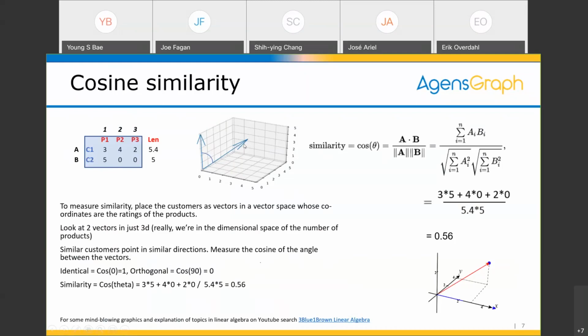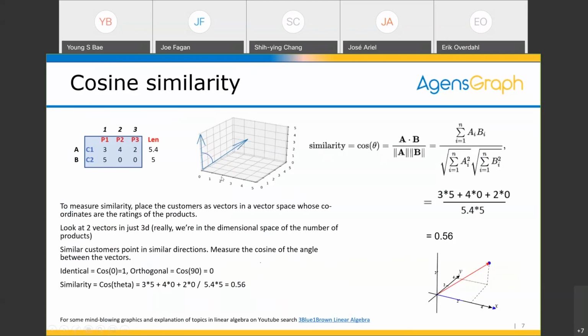Now, if these two vectors are pointing in the same direction, if they're the same customer, for instance, they're going to be pointing in the same direction. They'll be identical. And what we're really interested in is the angle between them. If the angle is large, then they're different. They're just pointing in different directions in this multidimensional space. And if they're really similar, they'll be pointing in roughly the same direction.